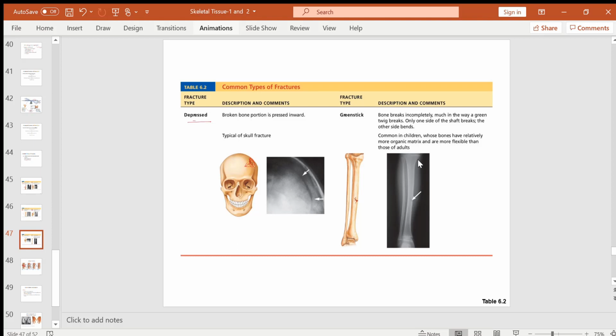Green stick occurs in young children. The bone is more flexible, so a partial fracture occurs. In most of the cases, a partial fracture occurs. So this is the bone. The fracture is not complete, just a part, and then from that one branches occur. So this is green stick type fracture. Okay, so those are the things you need to know from this part of the skeletal tissue.